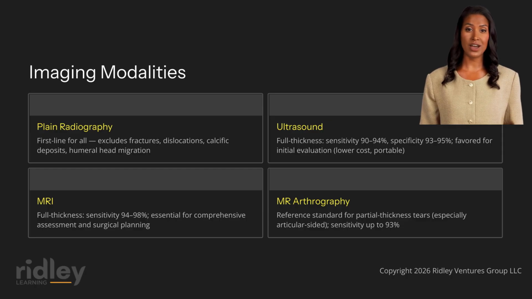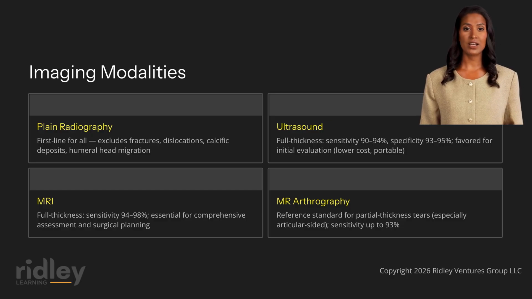The 2025 AAOS Guideline, the 2025 JOSPT Guideline, and the 2025 American College of Radiology, or ACR, appropriateness criteria all converge on a stepwise, clinically driven approach to imaging in the evaluation of rotator cuff pathology. Plain radiography is universally recommended as the initial imaging modality for both acute and chronic shoulder pain. Although radiographs can't directly visualize the rotator cuff tendons, they're essential for excluding fractures, dislocations, calcific deposits, and osseous abnormalities such as proximal humeral head migration and loss of the acromiohumeral interval.